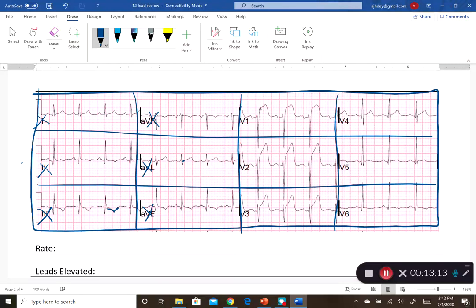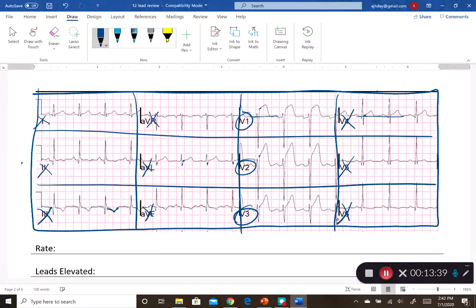V1 definitely has some elevation there, right? Some huge elevation, some tombstones. Definitely higher elevation in V2. Got elevation in V3. Let's take a look at V4. Here's my J point, and there's my isoelectric line, so it looks pretty normal. Lead 5 looks pretty normal. And lead 6 looks pretty normal.